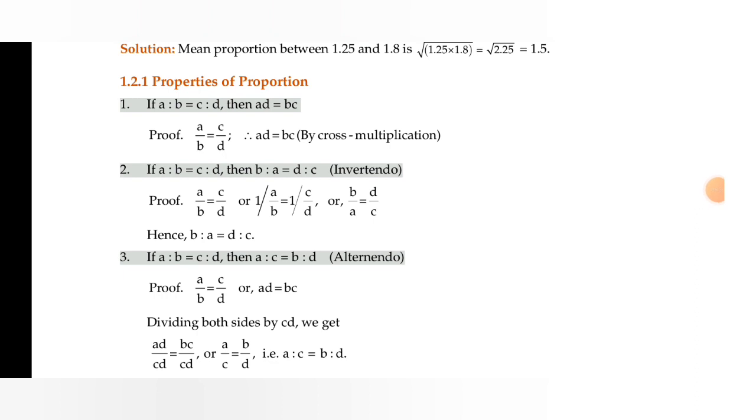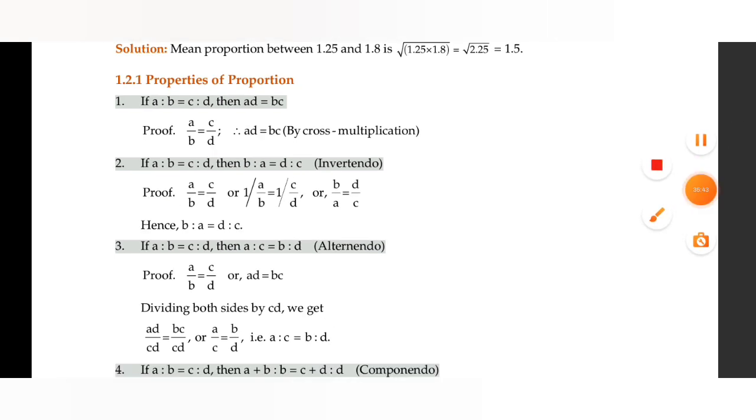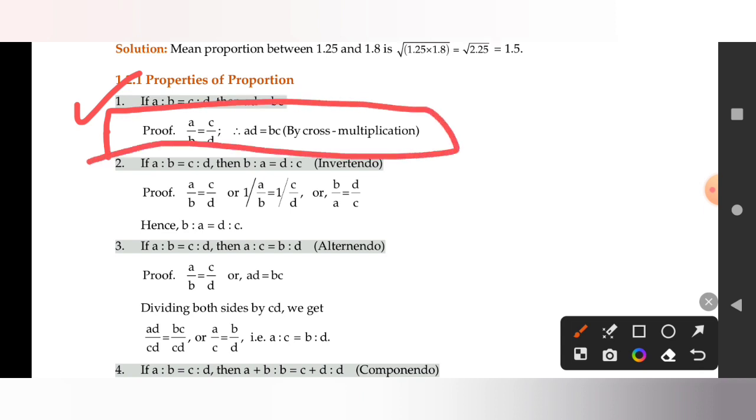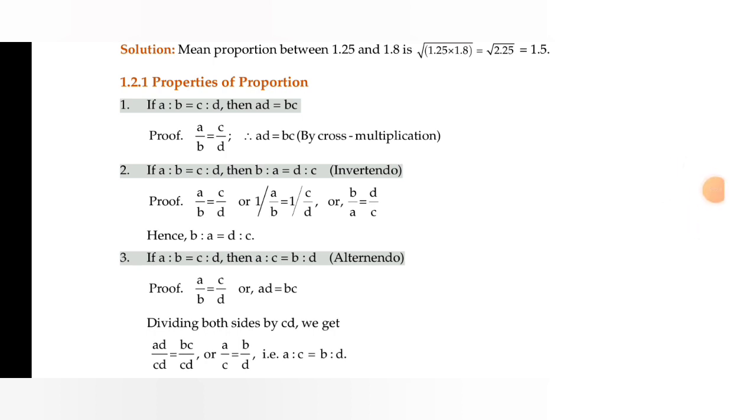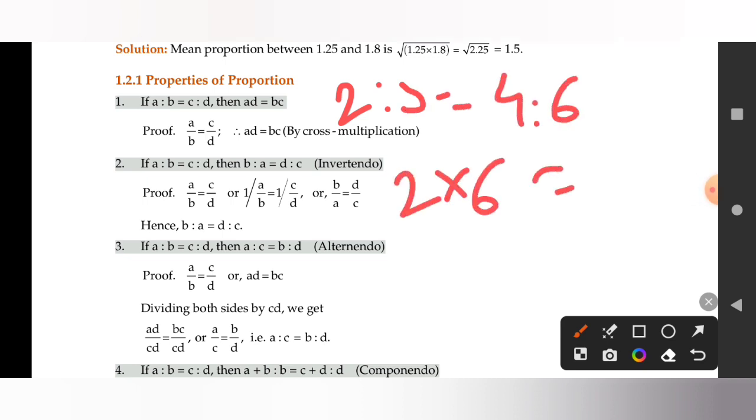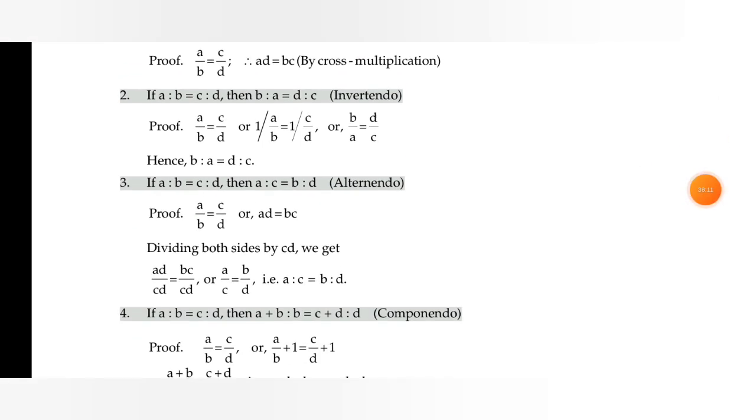Let's see some properties of proportion which we have already covered in the introduction. If A is to B is equals to C is to D, then AD equals to BC. We have discussed this proof already. This is known as the cross product rule, by cross multiplication. Let's see the example quickly. 2 is to 3 is equals to 4 is to 6. Then 2 into 6 is equals to 3 into 4. 12 equals to 12. LHS equals to RHS.